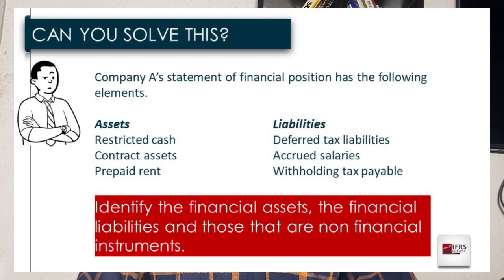All right, so can you solve this? Company A statement of financial position has the following elements. Identify the financial assets, the financial liabilities, and those that are non-financial instruments.